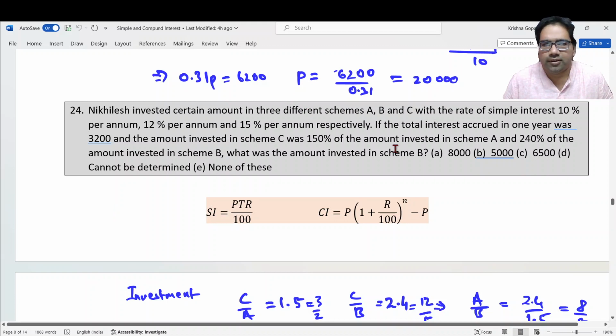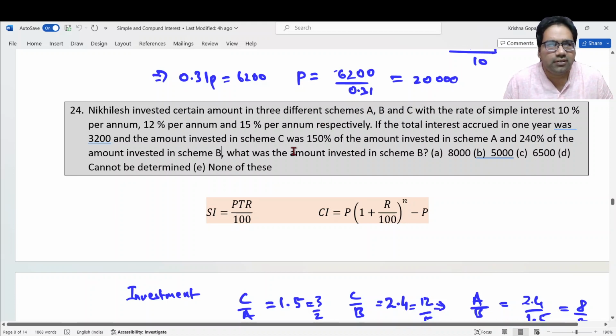Nikhilesh invested a certain amount in 3 schemes, A, B, and C, at the rate of simple interest 10, 12, and 15 respectively. Total interest is 3,200. The amount invested in scheme C is 150% of the amount invested in scheme A and 240% of the amount invested in scheme B. Okay. So in this problem, we need to understand the ratios and proportions also, and then we can apply the simple interest formula.